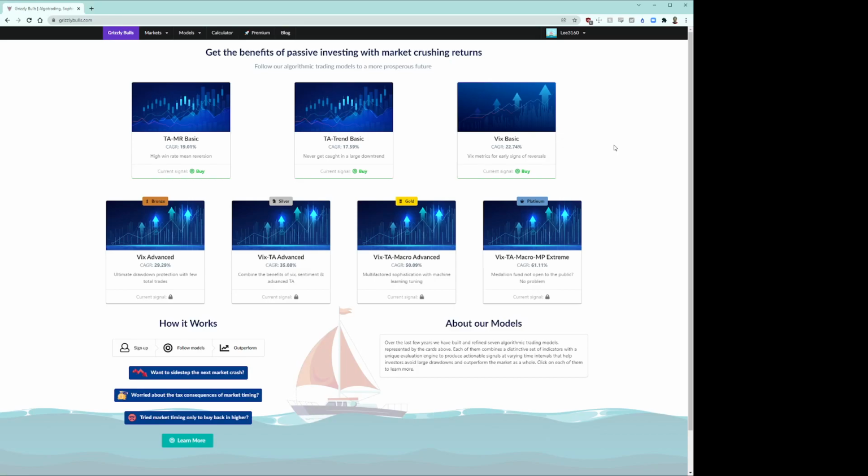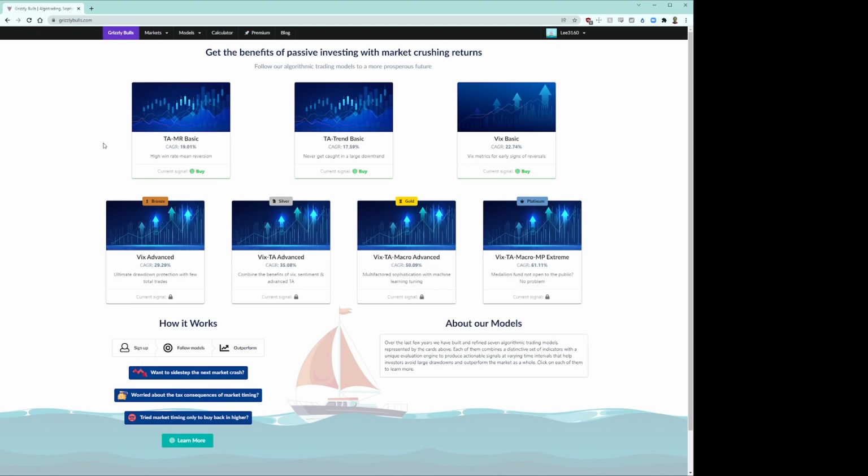Today we're going to answer the question, what is algorithmic trading? I've been getting this question a lot recently because we launched Grizzly Bulls about a month and a half ago, and at Grizzly Bulls, we design these algorithmic trading models. That's what these 7 cards here represent, our 7 algorithmic trading models.